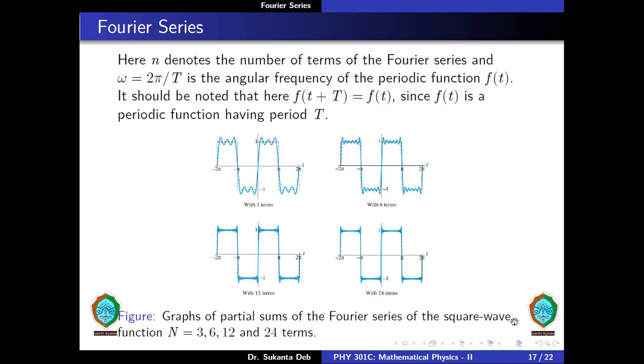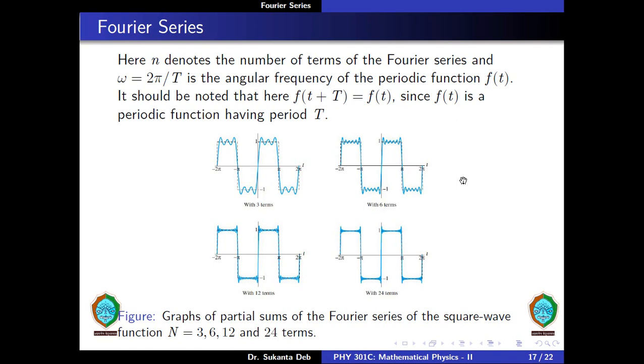So here n denotes the number of terms of the Fourier series, and omega is equal to 2 pi by T, the angular frequency of the periodic function f of t. It should be noted that f of t plus capital T is equal to f of t, where f of t is a periodic function having period capital T.